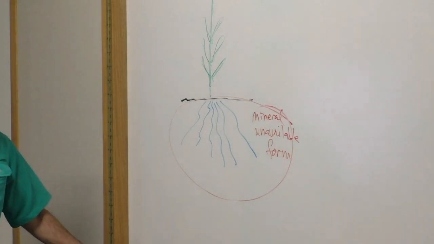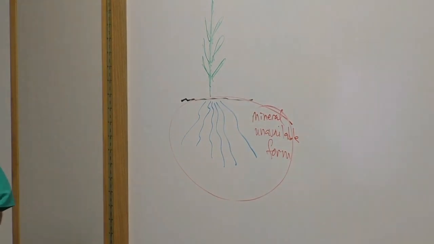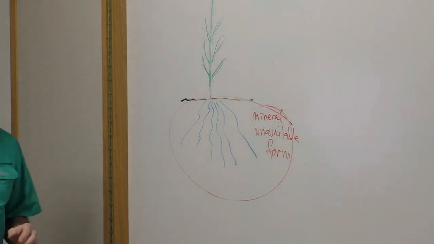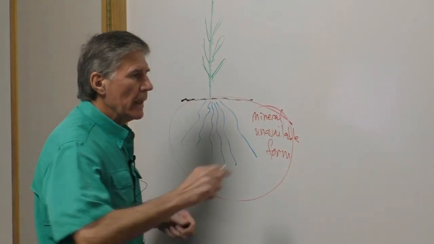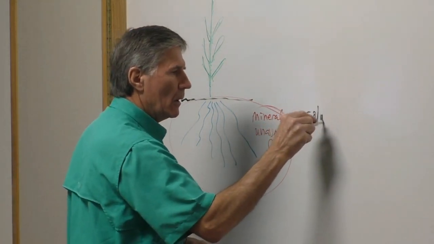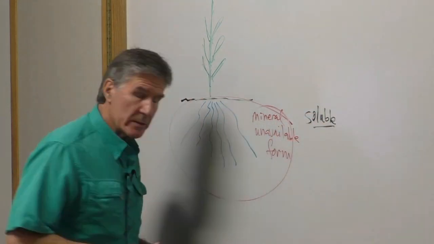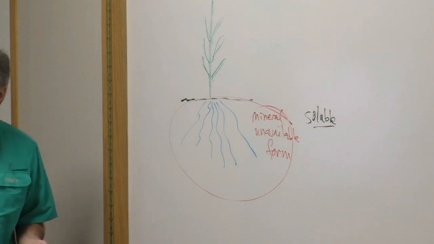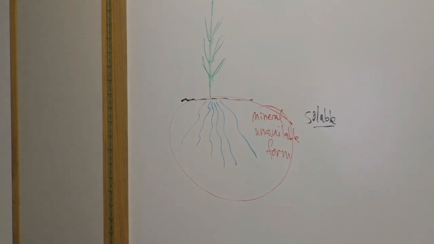We'll see. So how nature holds minerals is in an unavailable form. Plants have to take up minerals in a soluble form, which means they have to be able to dissolve into water. And so if everything in the soil was soluble, the first time it rained, where would all of our minerals go? The river. Just wash away.